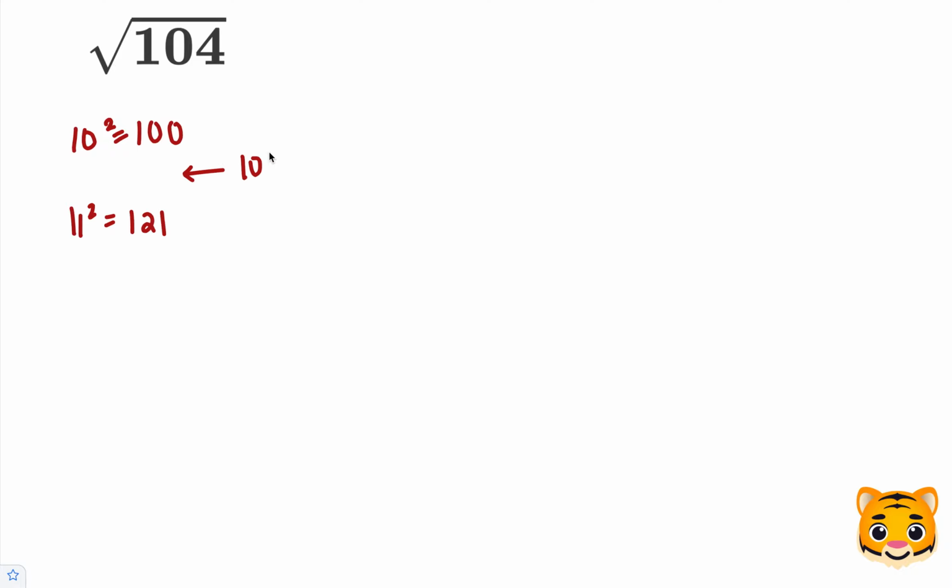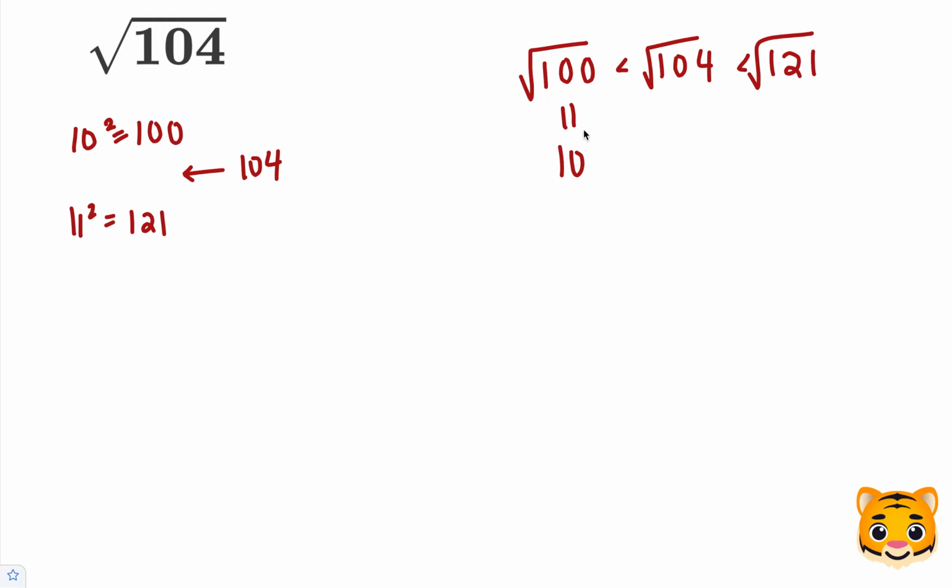So we can see that 104 fits between 100 and 121. We can then write the following inequality. 100 is less than 104, which is less than 121. We can then take the square root of all of these values. The square root of 100 is 10, because 10 squared is 100. The square root of 121 is 11, because 11 squared is 121.